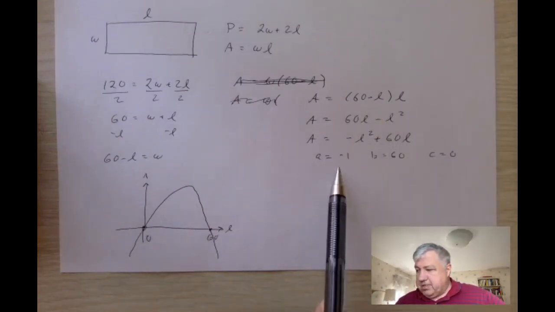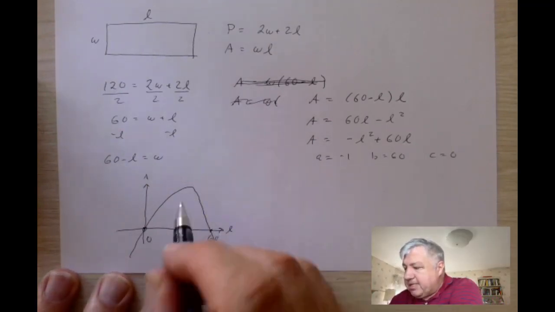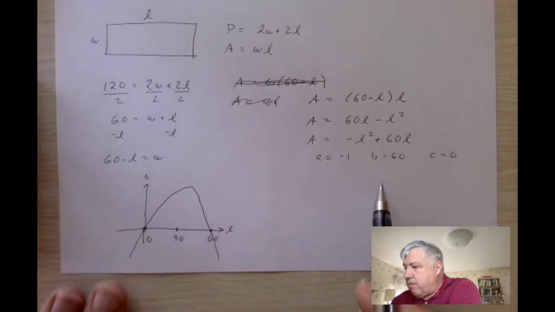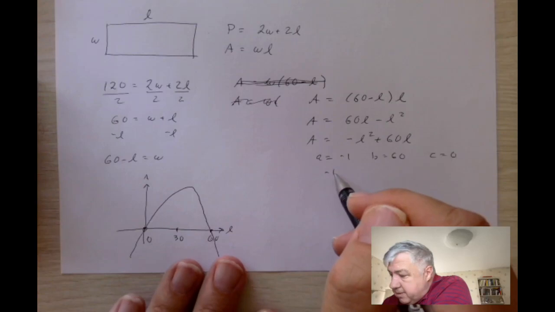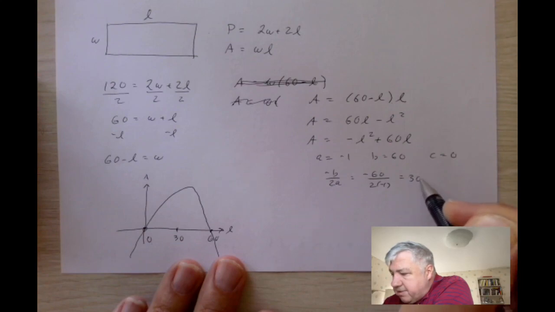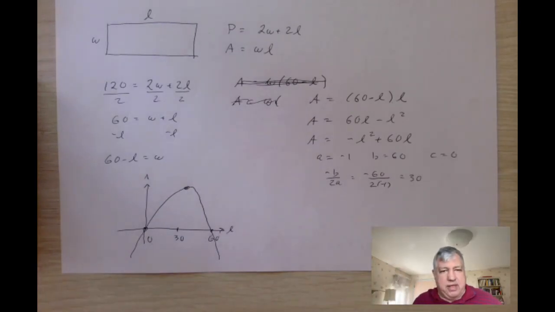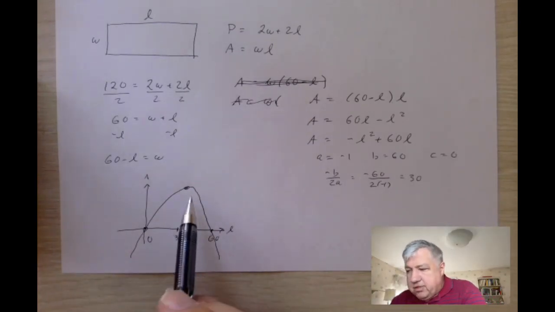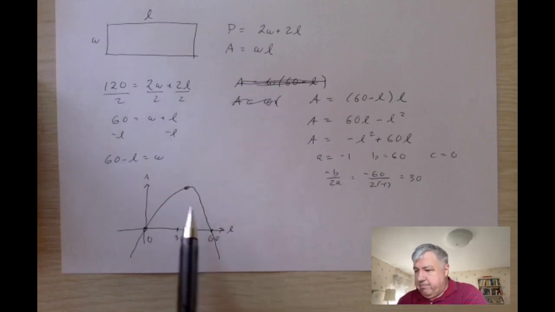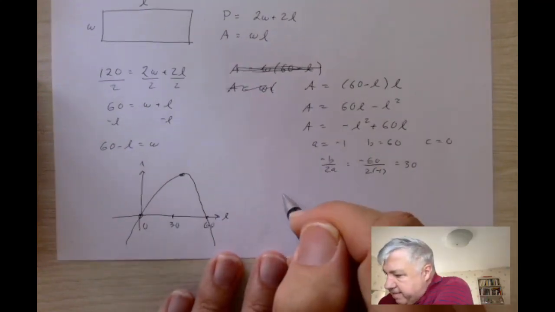We know this parabola opens down because A is negative. And we can either take the midpoint between 0 and 60 and find that this is 30, or we can say minus B over 2A is negative 60 over 2 times -1. So this is 30. Okay. But here we can see that the vertex occurs at 30, and that's the largest area. The L coordinate tells us the length that we need, and then the A coordinate of this point is the actual area.